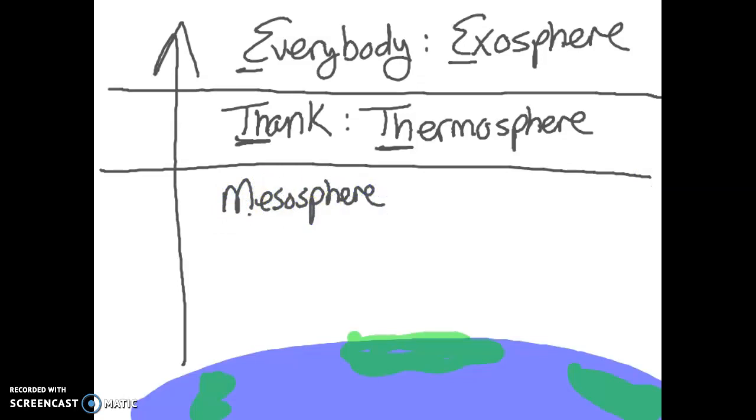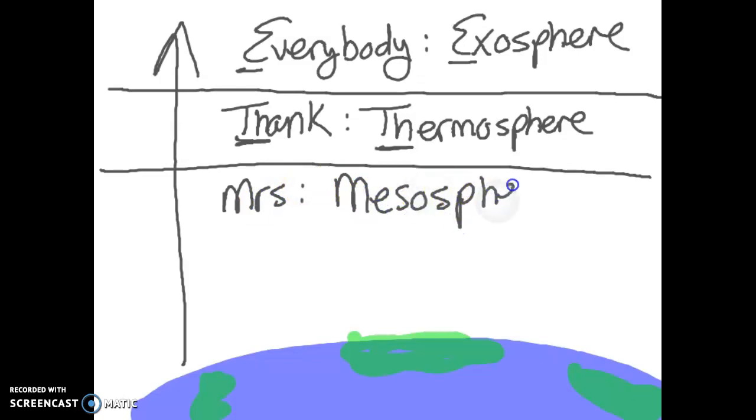is the Mesosphere. In the middle starts with an M. Whoops, that should be Misses. Let me go back and redo that. Got ahead of myself there. There we go, that's more like it. Misses starts with an M. Mesosphere starts with an M, and this actually happens to be the middle layer as well, which starts with an M.